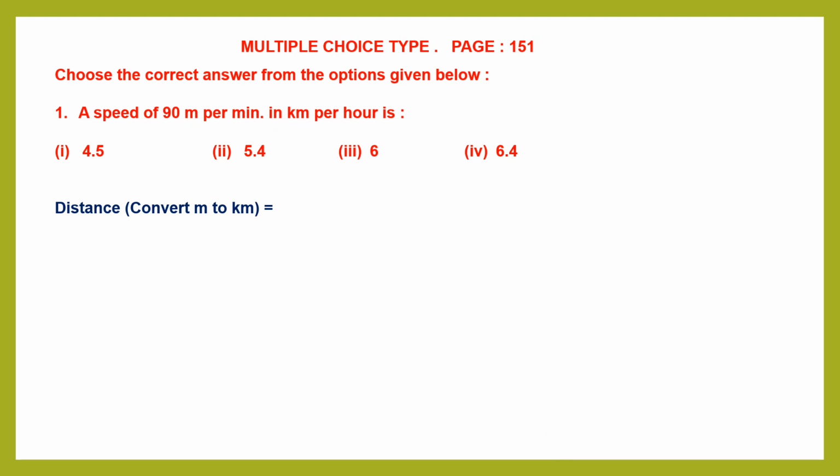We have 90 meters, and we know that 1 meter is equal to 1 by 1000 kilometers. So we're going to multiply this by 1 by 1000. So that is going to be 90 by 1000 kilometers. So we've got this in kilometers. We'll leave it as it is.